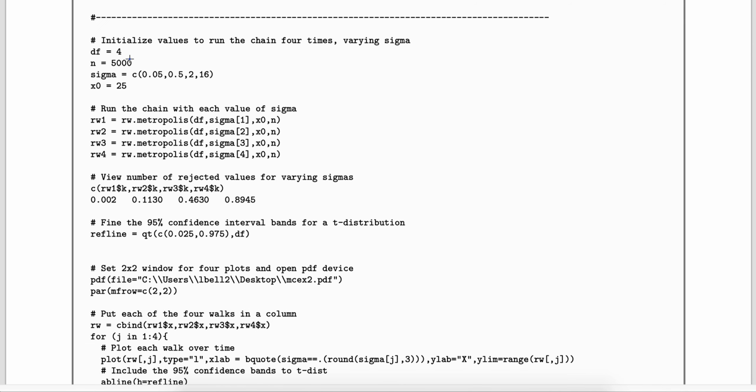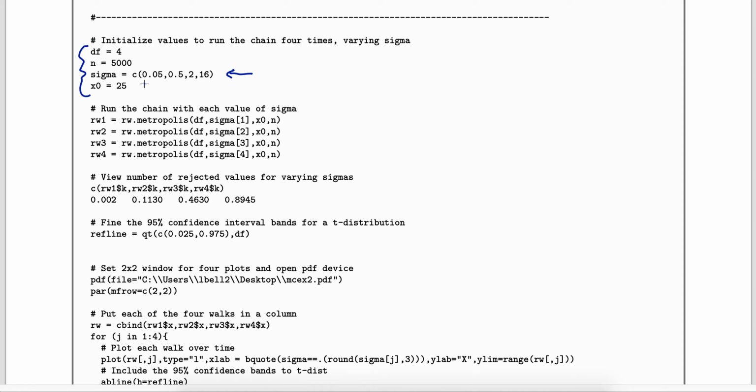So let's just use degrees of freedom as 4, just to give us an arbitrary number here. Run the chain for 5,000 iterations. And let's explore these different values of sigma. We're going to go from teeny steps, sigma 0.05, all the way up to big steps, sigma of 16. And then our initial position, we'll use the same one in all the chains, 25.